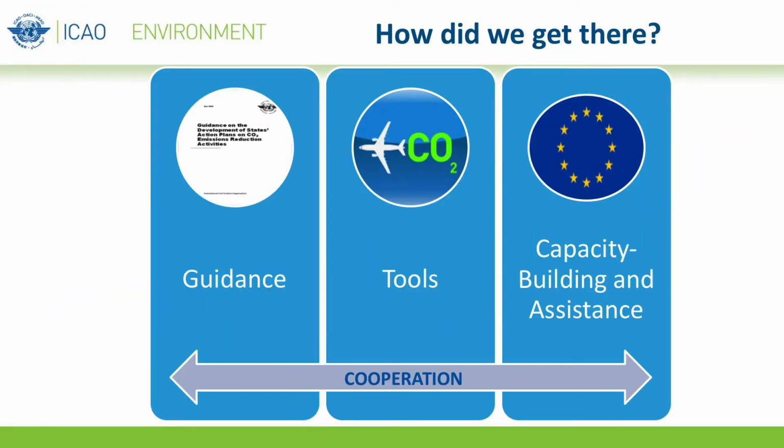So where do we stand today? We're very proud to have 100 states that have submitted an action plan to ICAO on a voluntary basis, and they represent close to 90% of international air traffic. By all accounts, we consider this a success. So we're going to see together how we can explain this success.